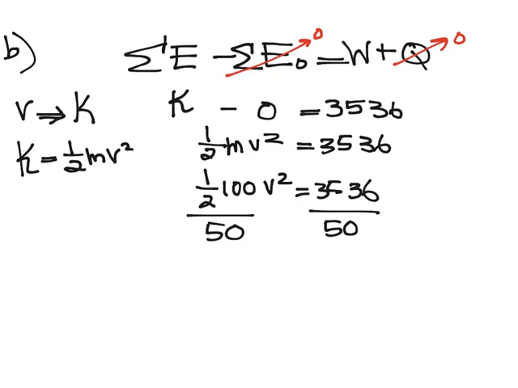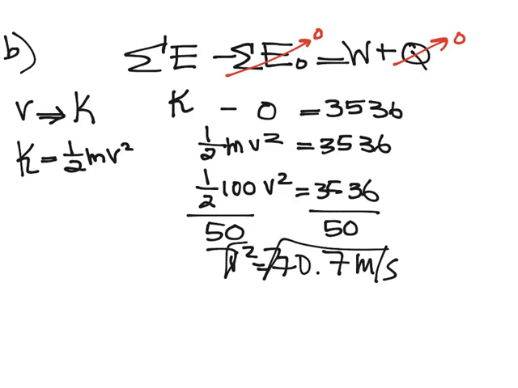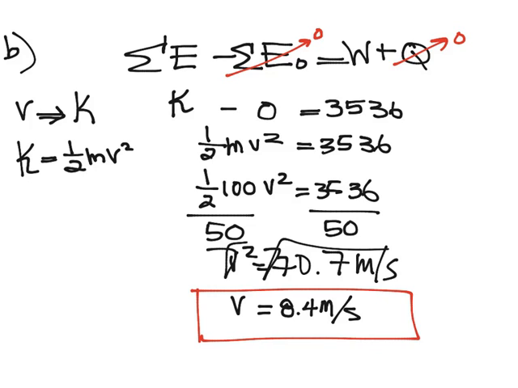I'm going to divide both sides by 50 because 1/2 times 100 is 50. I get v squared equals 70.7 meters per second. And then finally, I take the square root of both sides, and I get that the final velocity is equal to 8.4 meters per second. And that'll be my answer to part B.